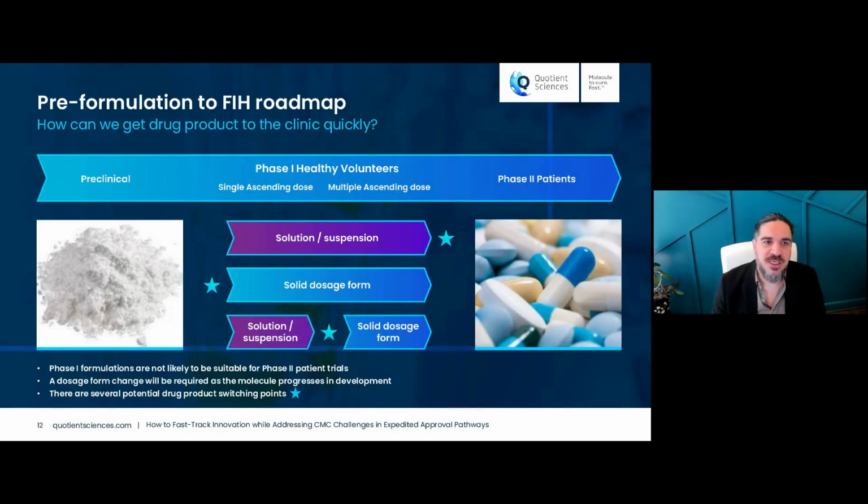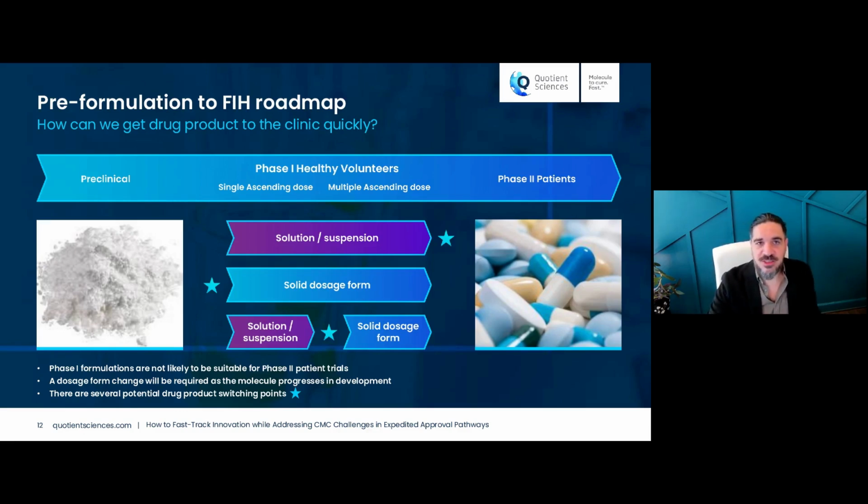Typically, first in human studies are performed with a simple fit for purpose formulation. That's usually a drug in powder and bottle or capsule, something very quick and easy. However, those product formats are unlikely to be suitable for phase 2 studies, potentially when you start increasing your patient sizes to 100 or more patients and having multiple sites with longer durations for dosing. Most early development programs therefore require management of formulation change between that first in human study and your phase 2.